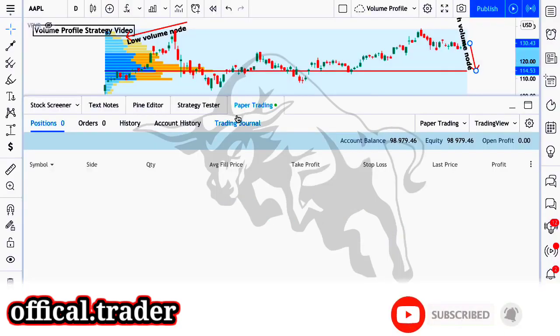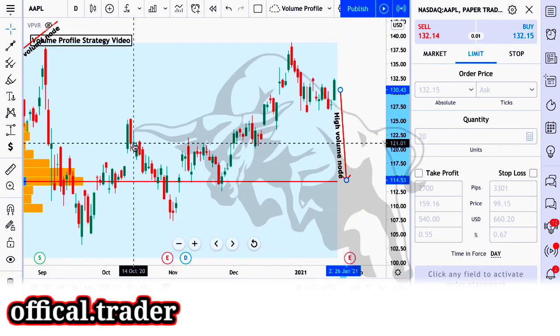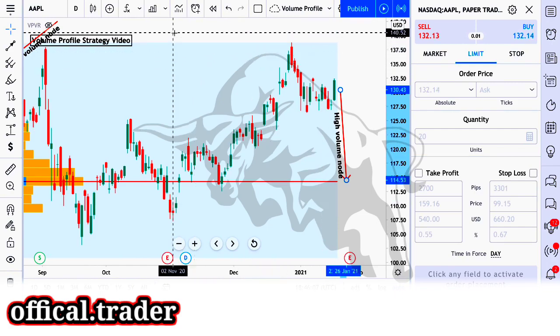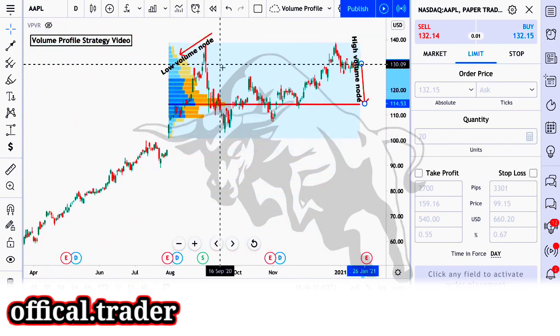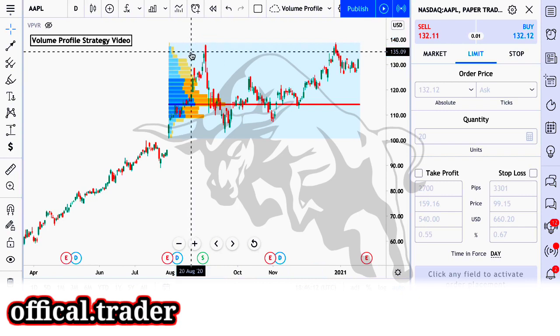So we open up our paper trading account. This button here is where our order panel is. And let's do a limit. This is how you can start to make better decisions. Don't have FOMO. Don't chase. Be patient. So what we did in our volume profile strategy video is we decided that we're going to wait. We're going to sit on our hands.